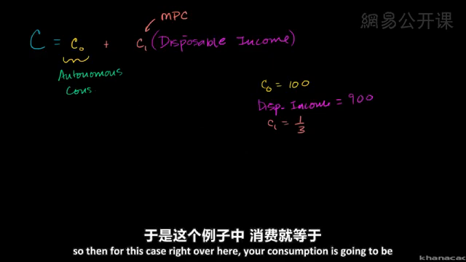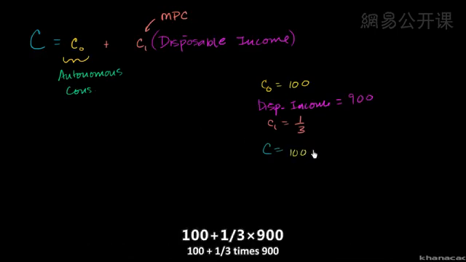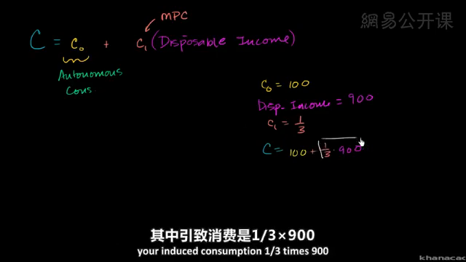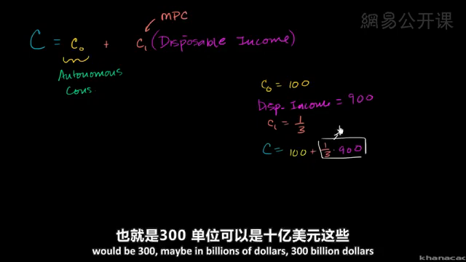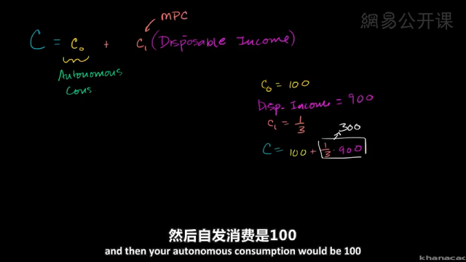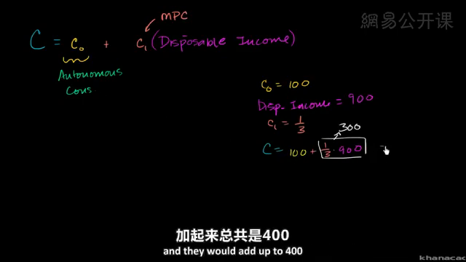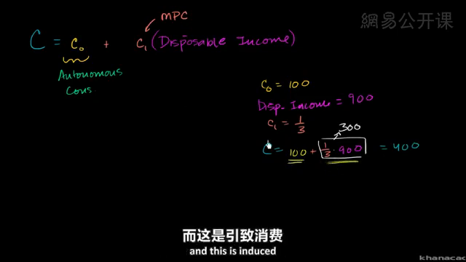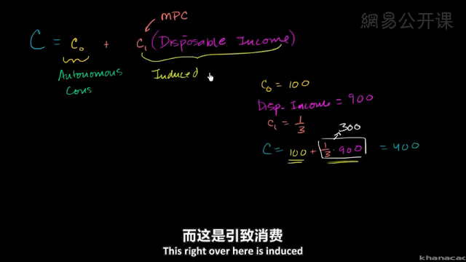Their marginal propensity to consume, if you give them 900 extra of income, they're going to consume a third of that. So then your consumption, for this case right over here, is going to be 100 plus 1/3 times 900. And so your induced consumption, 1/3 times 900, would be 300, and maybe it's in billions of dollars, $300 billion, and then your autonomous consumption would be 100, and they would add up to 400. So once again, this is autonomous, and this right over here is induced consumption.